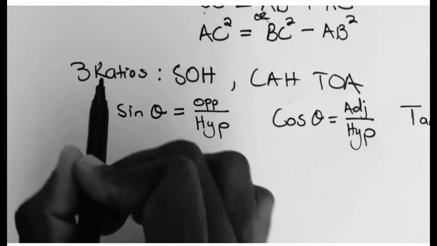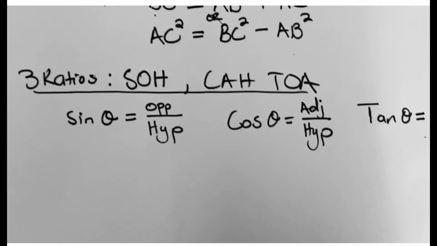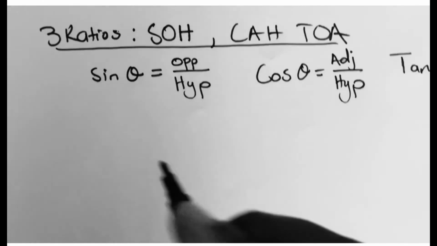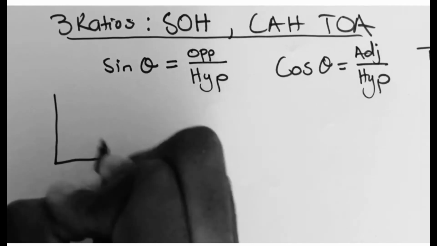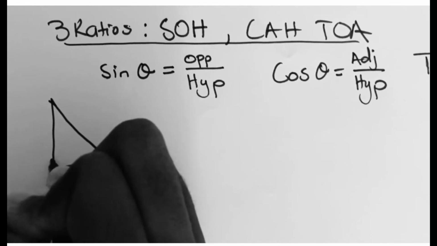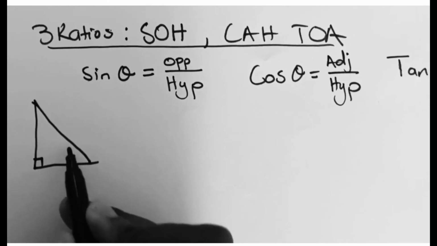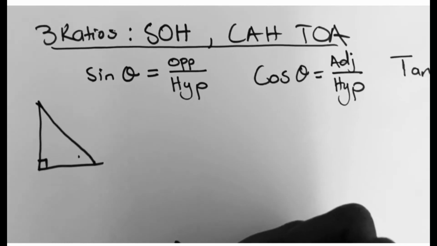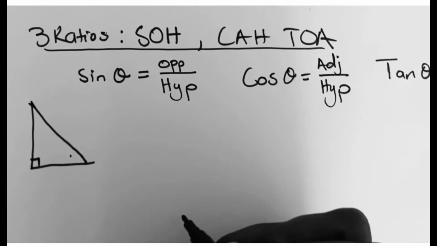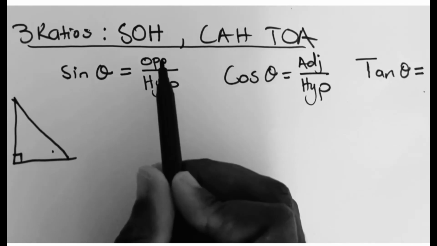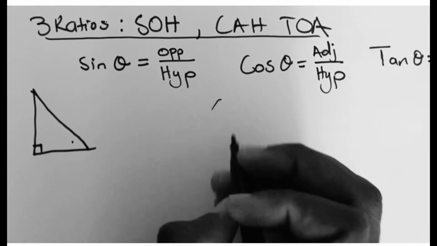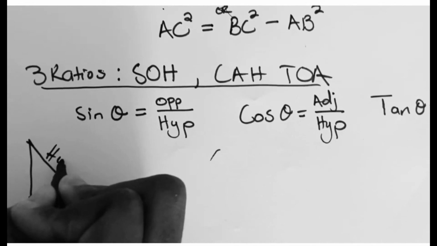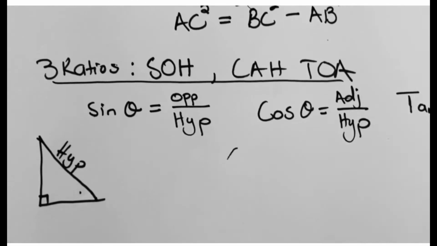For you to use these three ratios, you will have to have an angle involved. By angle involved, I mean that you have your right angle triangle, right? Then it's either that you are finding one of the angles or that you are going to be using it to find one of the sides. Very important is that you should be able to label your sides. Which one is your opposite? Which one is your adjacent? Which one is your hypotenuse? The hypotenuse is always the longer side or the side opposite your right angle.